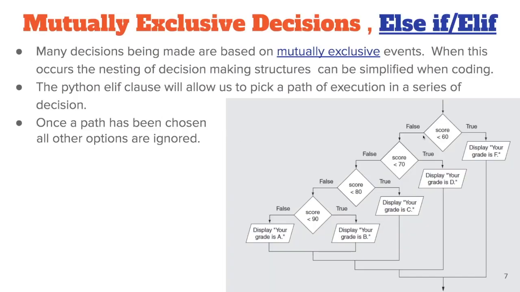In this particular slide, when we're calculating grades in this particular manner, this is what we call a mutually exclusive event. This occurs when we nest decision structures that can be simplified when coding, and we call this an else-if clause. And so here we have decisions where only one choice can get made no matter what.